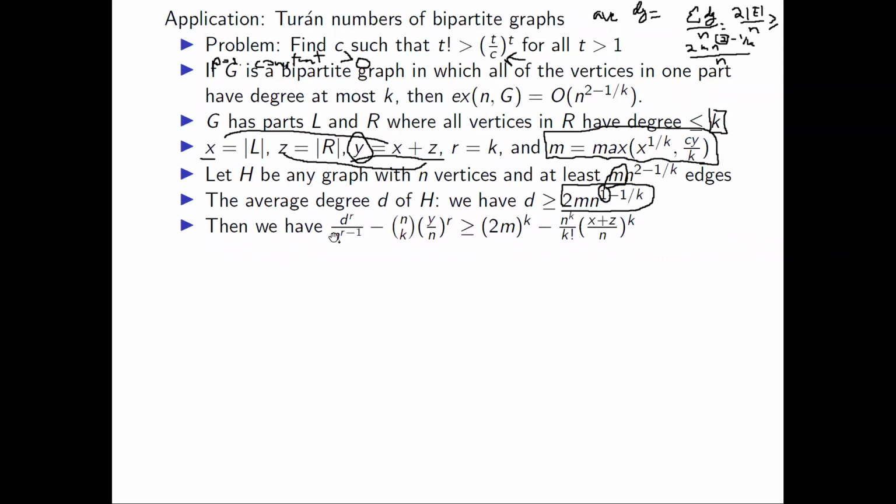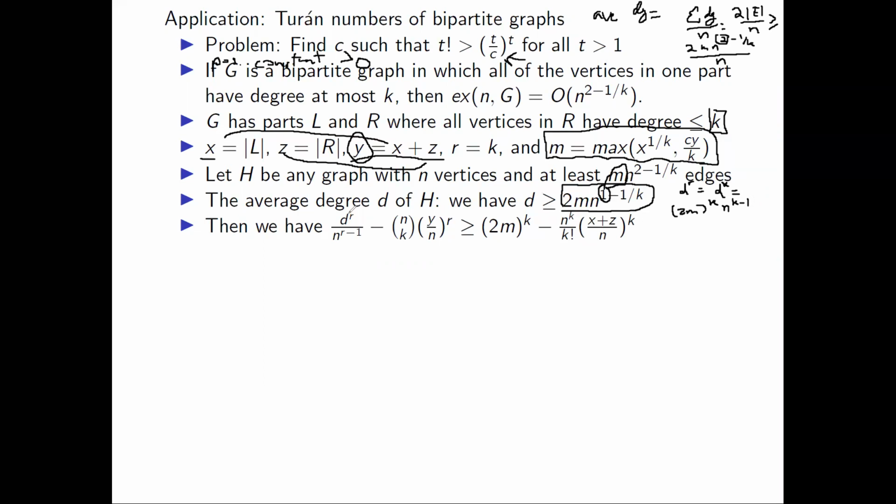And we can see then that if we take d to the r over n to the r minus 1 minus n choose k times y over n to the r, this is going to be greater than or equal to, so that first part, the d to the r over n to the r minus 1, I claim that's greater than or equal to 2m to the k. Why is that? Well, d to the r is equal to, since r equals k, that's just d to the k, and that's equal to 2m to the k times n to the k minus 1.